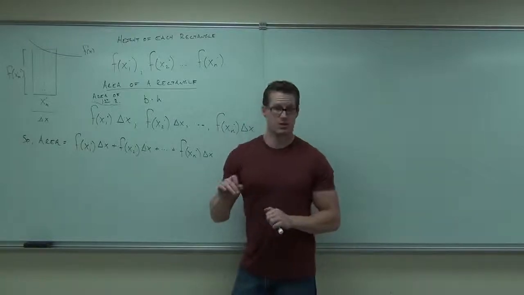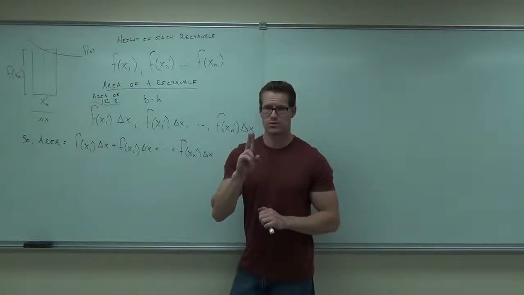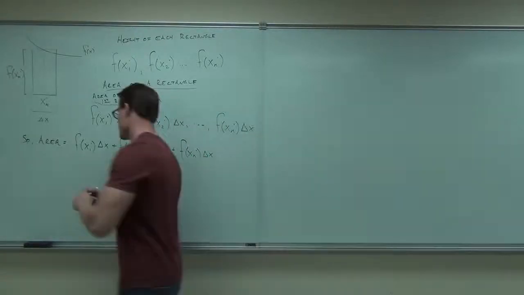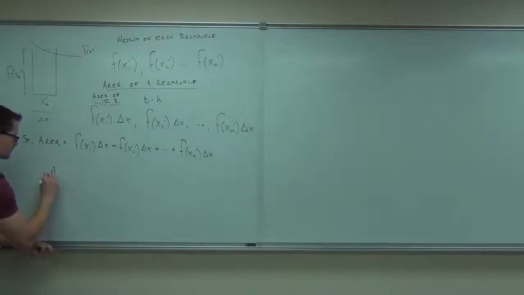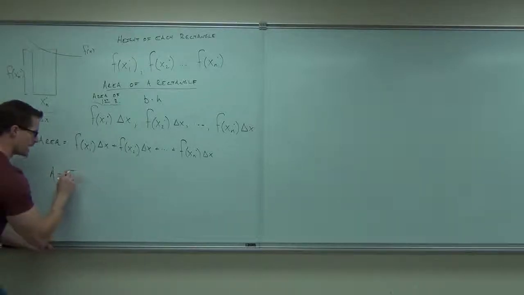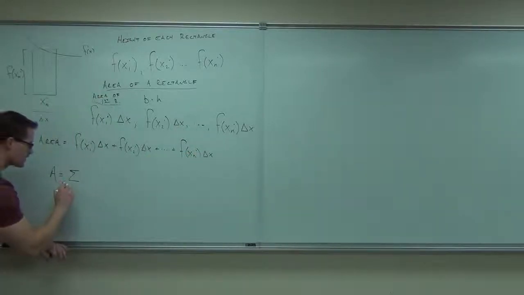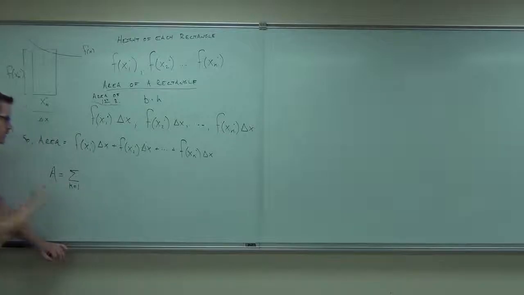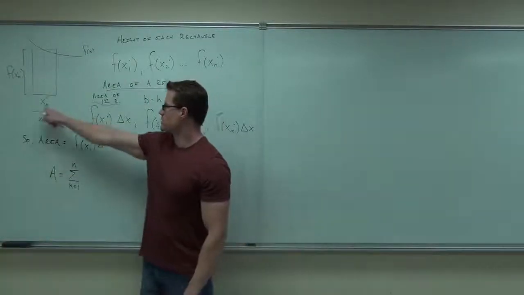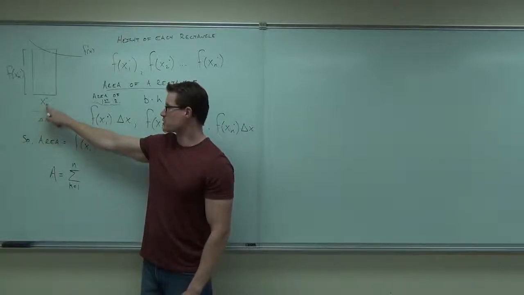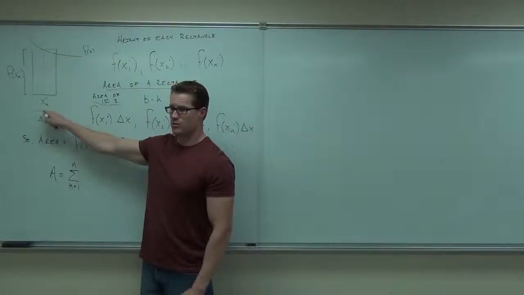Where does the index start? 0 or 1 or 2 or 3? 1. Where does the index end? At n. So this area says I'm going to add up areas of rectangles, going from, let's call it k, 1 to n. Do you know why we use k? We use the same symbol that we use there. That's x sub k, right? That means each individual one. We're just going to let this go from the first one to the second one to the third one to the nth one, however many we have.